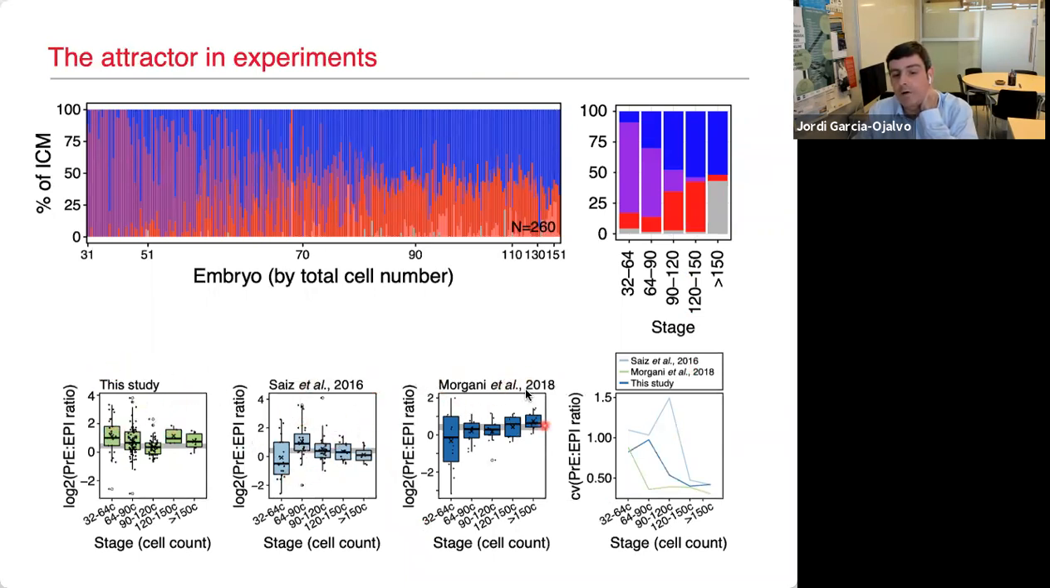an earlier paper, on other papers by other groups. And you can see that the embryo starts with a wide ratio between primitive endoderm and epiblast cells, and eventually it tends to one, okay? So this is really an attractor that we can see experimentally.